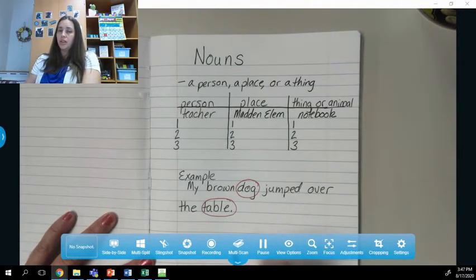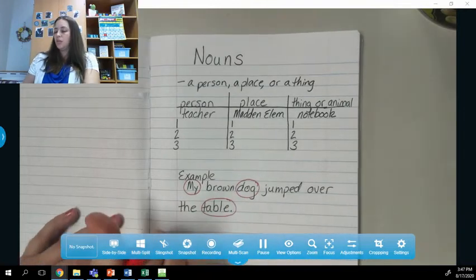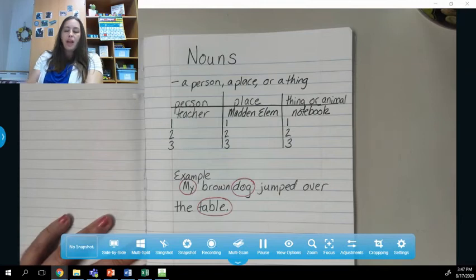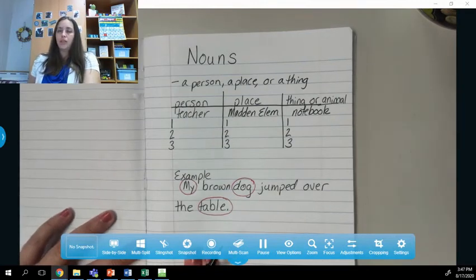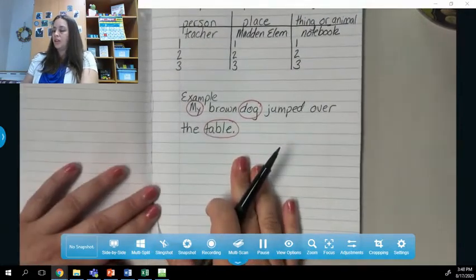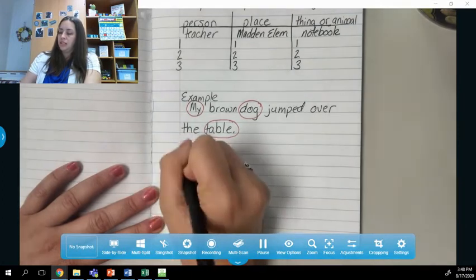Now I have a third noun, and that's going to be my, and it's kind of a special noun, and we'll talk a little bit more about that next time. After this, once you've circled all 3 of your nouns in your example, you are going to write another sentence, and you're going to find the nouns in that sentence.